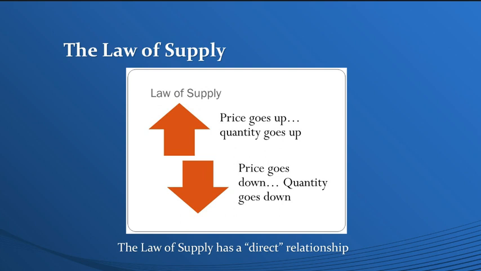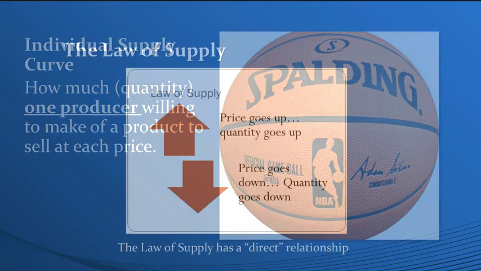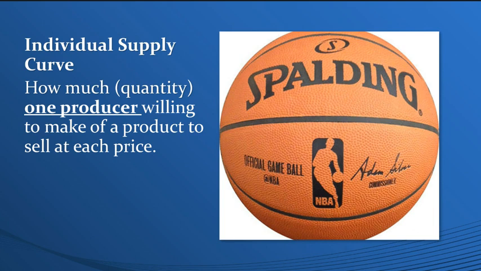So now we're going to get into individual supply curves and individual schedules. Let's get into the first one with individual. I'm going to be using this particular example for my individual supply curves and my schedules as well. Basically, when we look at an individual supply curve or an individual supply schedule, we're looking at the quantity: how much is that one producer, just one, willing to make of a product to sell at each price?